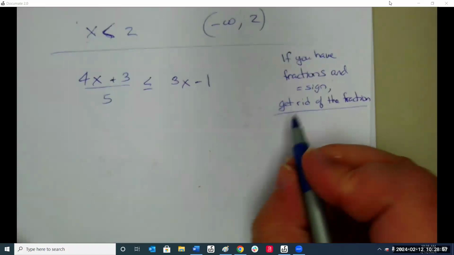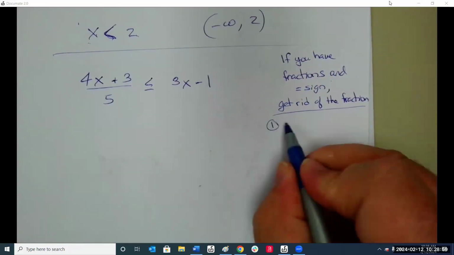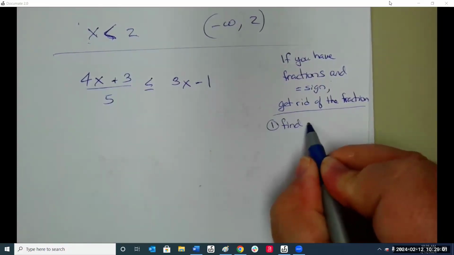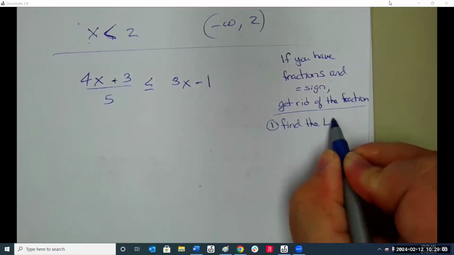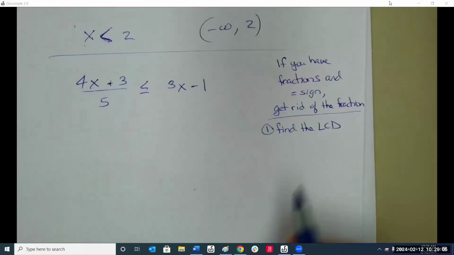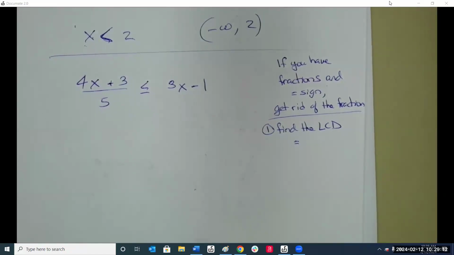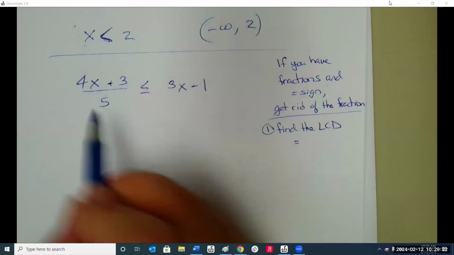This is how we do it. Find the LCD. What's our LCD for this case? It's the only D. Yeah, the only number we have is 5.